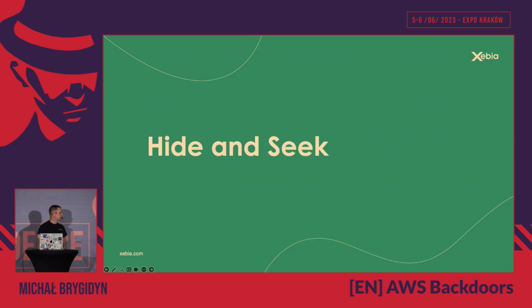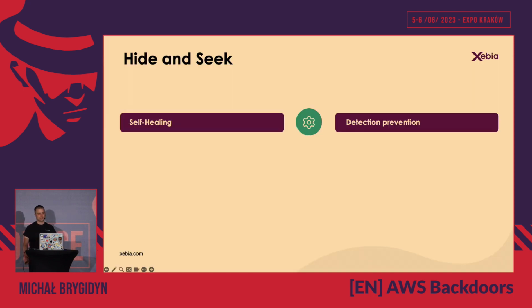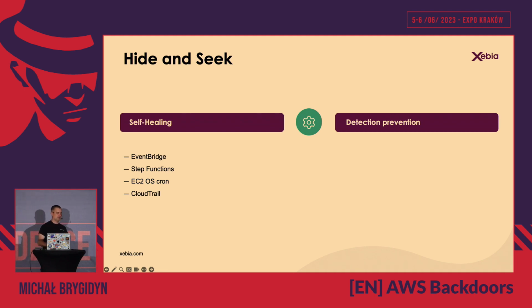Now I promised hide and seek, and there are two groups here. First, self-healing. With self-healing, let's start with EventBridge. With EventBridge, we can have, for example, a cron that will be triggered every day or every week or every month, and it will trigger a Lambda, for example, that is hidden somewhere in a region that you are not using. And this EventBridge cron will just trigger the Lambda.